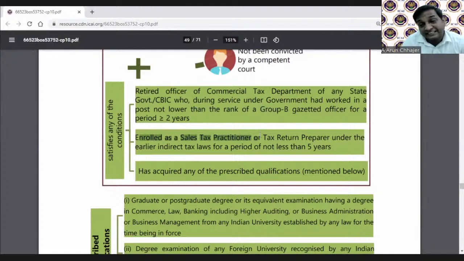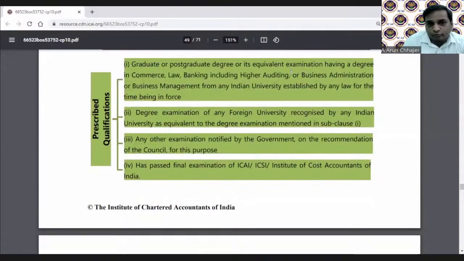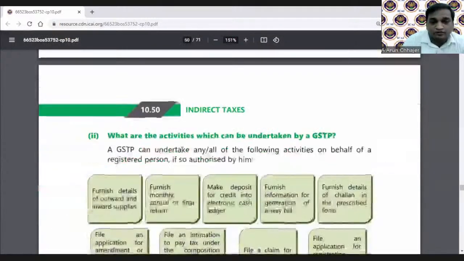enrolled as a sales tax practitioner under the earlier indirect tax regime for not less than 5 years, or has acquired any of the prescribed qualifications: graduate, postgraduate, or equivalent examination, degree in commerce, law, banking, higher auditing, business administration, a foreign university degree recognized by any Indian university as equivalent, any other examination notified by the government, or has passed CA, CS or CWA cost accountant.